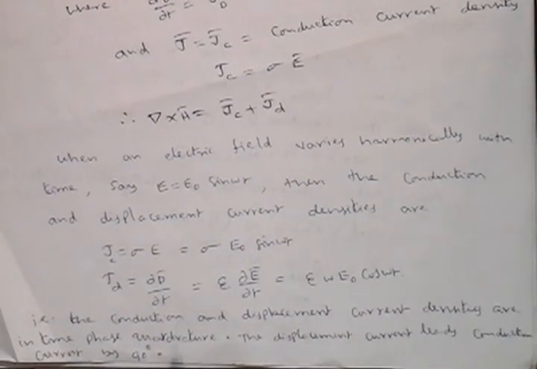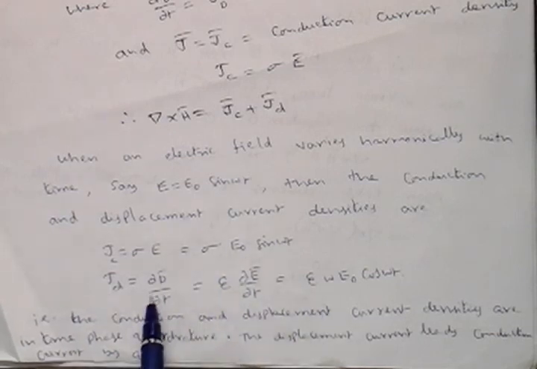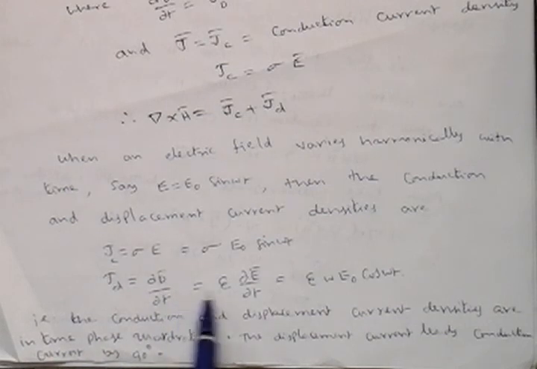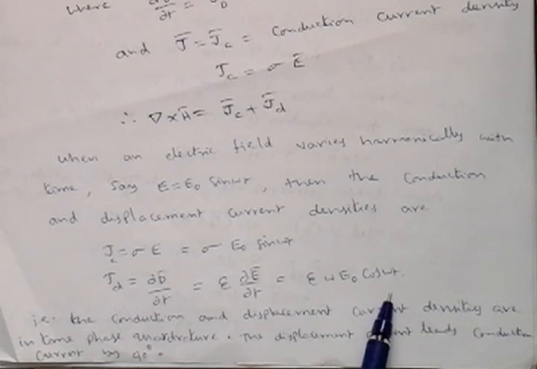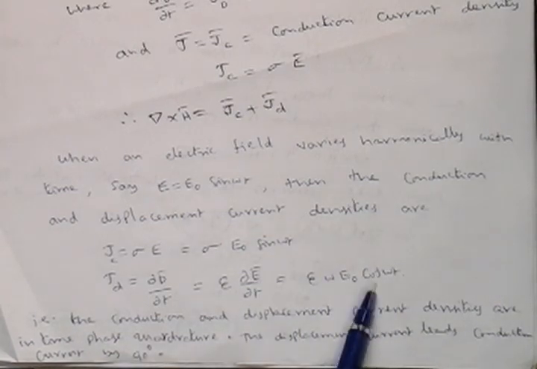Further, we can make a comment on this. Jc is equal to sigma E bar, which is sigma E naught sin omega t, and Jd is equal to dou D bar by dou T, where D is equal to epsilon E bar, so Jd is epsilon times dou E bar by dou T. Finally, one is sin omega t and the other is cos omega t. Therefore Jc and Jd are perpendicular to each other. So the displacement current has a 90 degree phase difference.